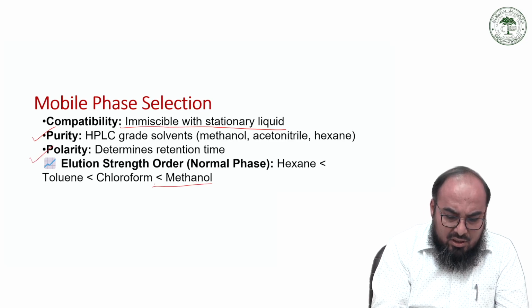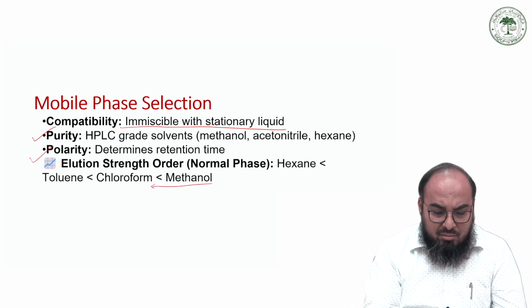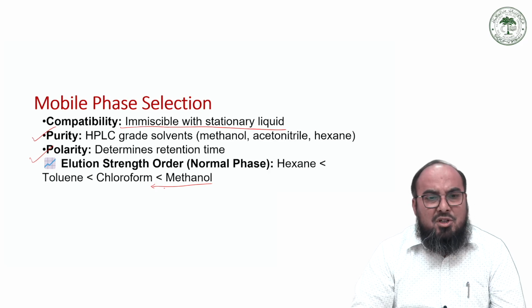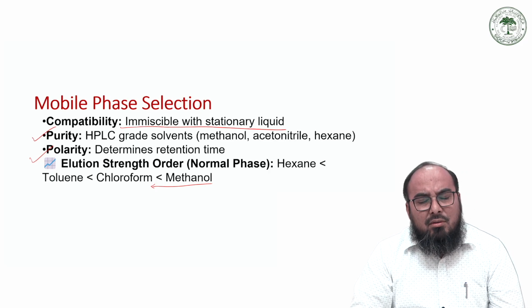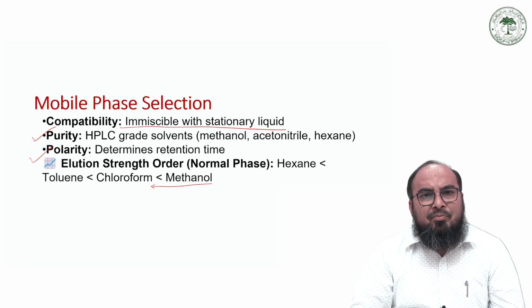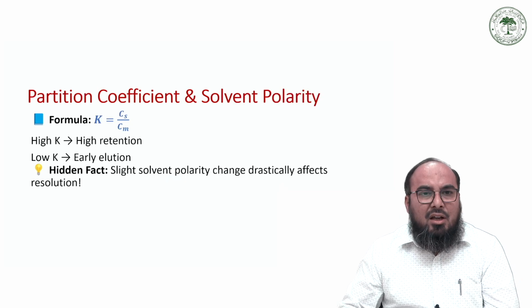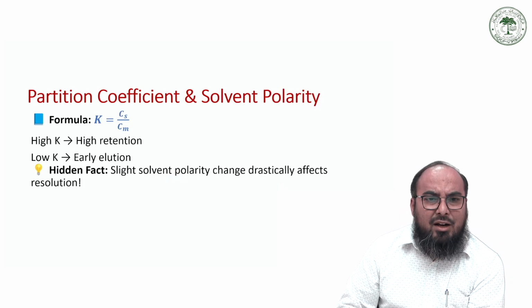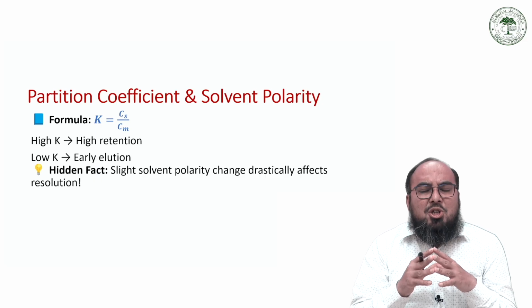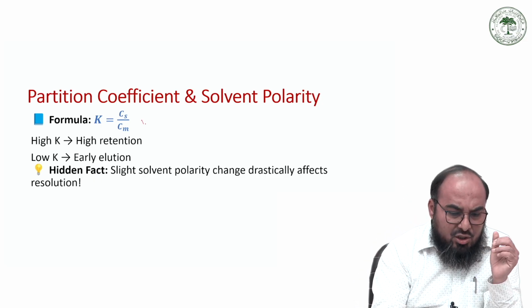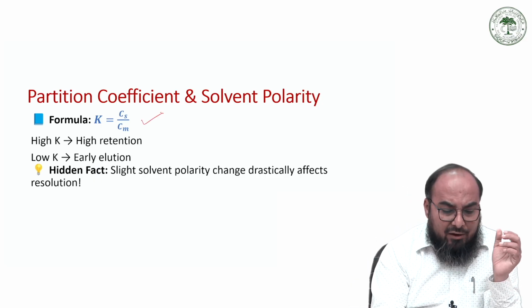Here you are decreasing the polarity, that is, methanol is more polar than chloroform, which is more polar than toluene and hexane. So in this case you are using the polarity as a tool for better elution, for better resolution. Now the partition coefficient formula, the same one which we have already discussed, K may be defined as the concentration of solute in the stationary phase divided by the concentration of the solute in the mobile phase. So if we have a high value, then we have high retention.